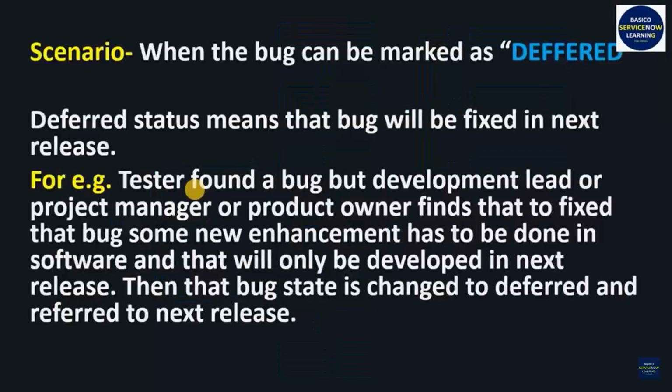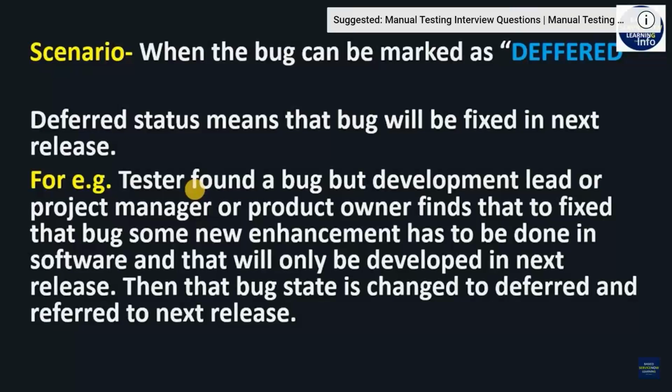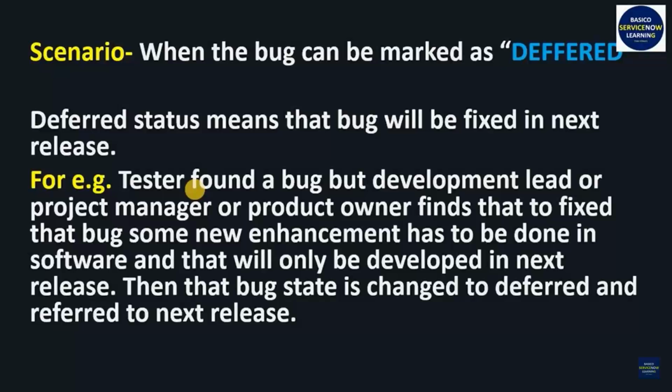Okay. So let's see another scenario. The scenario is: when can the bug be marked as deferred? Deferred status means that the bug will be fixed in a next release. That means in this release, where testing and development are going on, the bug logged by the software tester will not be fixed in this release. It will be fixed in the next release. This is the definition of deferred, which most of the time the interviewer asks at the time of interview.